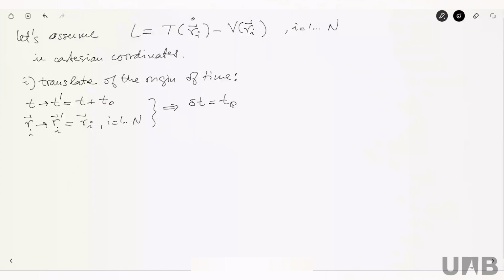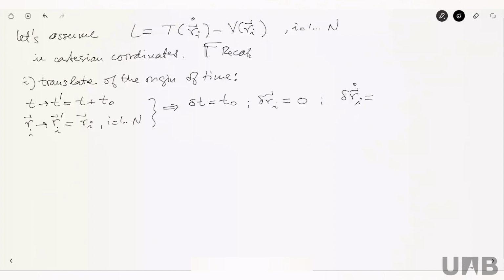What is the variation of the positions, ri? 0, because the positions are not changing. And now I need to know what is the variation of ri dot. And for this, I have to remember this result, and I'm going to write it here. Recall, because we already derived it.